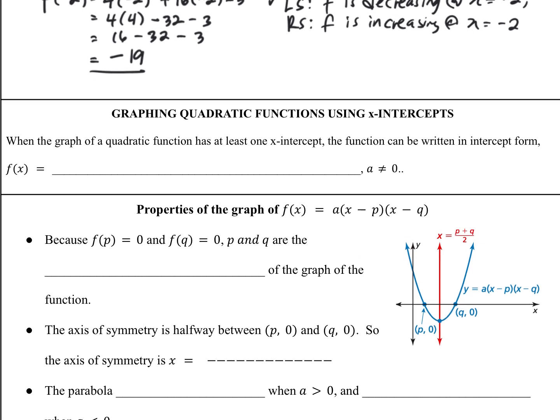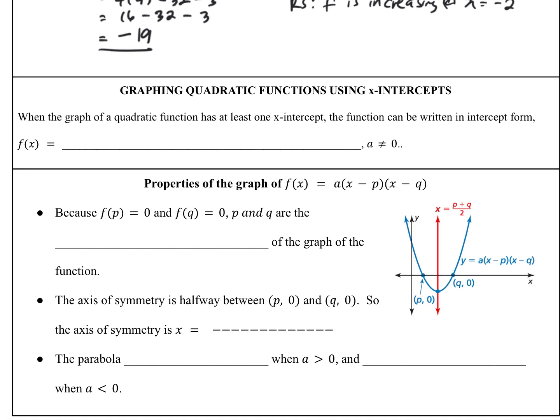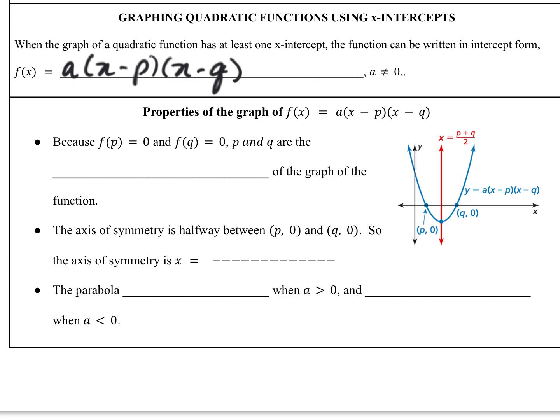Okay, graphing quadratic functions using the x-intercepts. Here, when the graph of a quadratic function has at least one x-intercept, the function can be written in intercept form. F of x is equal to a multiplied by x minus p times x minus q, where a is not equal to 0. Because f of p is equal to 0 and f of q is equal to 0, p and q are the x-intercepts.